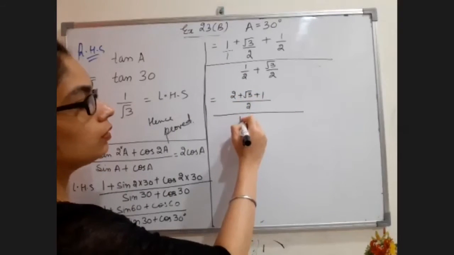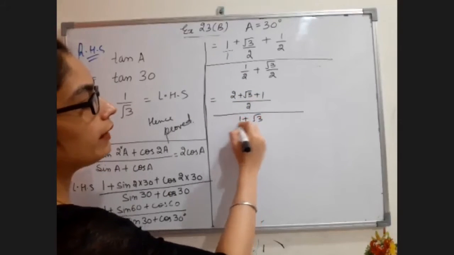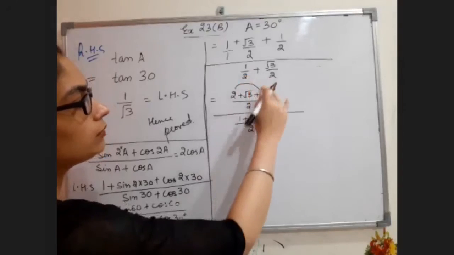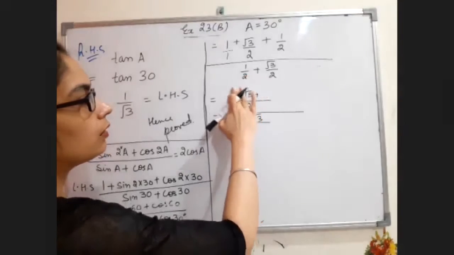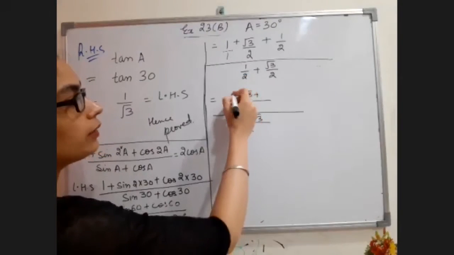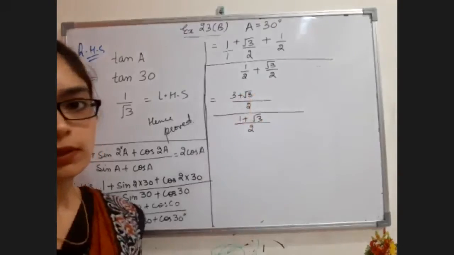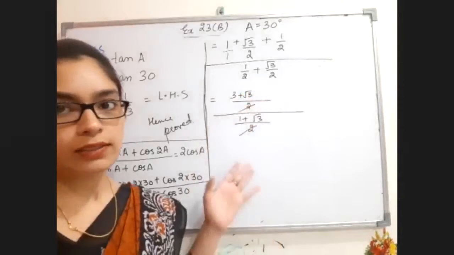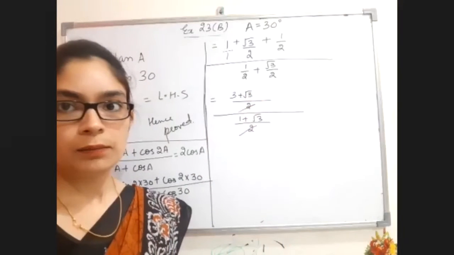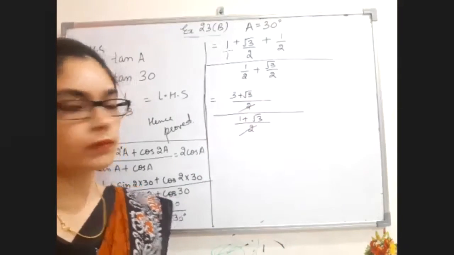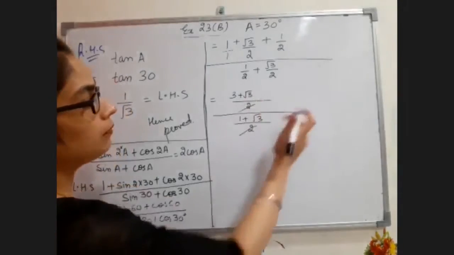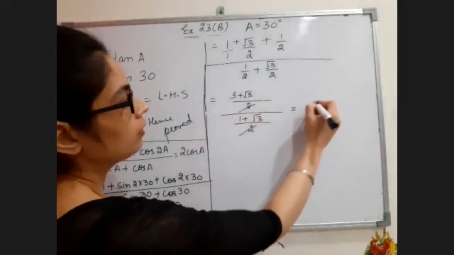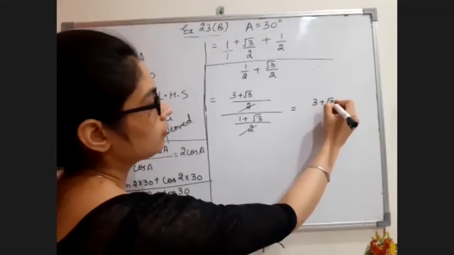Can't we write it directly, ma'am? This is what I said. Directly you can write 2 plus LCM 1, that is 3, so 3 plus root 3. So this 2 and this 2 we can cancel. Now we already know that these 2 will get cancelled. What are we left with? 3 plus root 3 by 1 plus root 3.